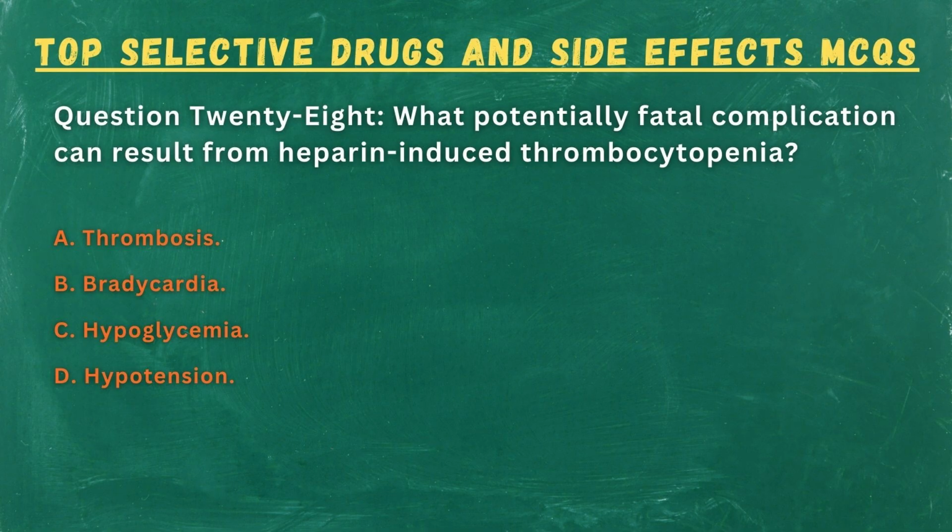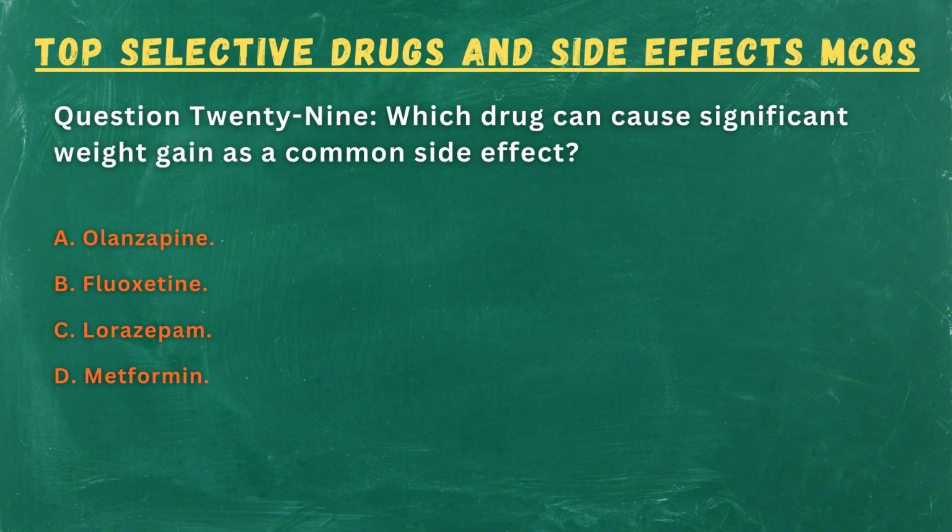Question 28. What potentially fatal complication can result from heparin-induced thrombocytopenia? A. Thrombosis. B. Bradycardia. C. Hypoglycemia. D. Hypotension. Answer: A. Thrombosis.